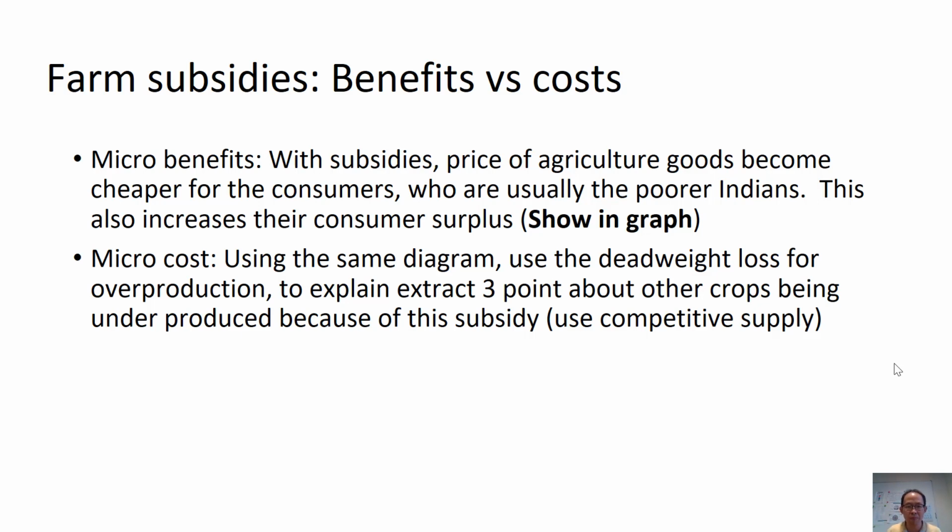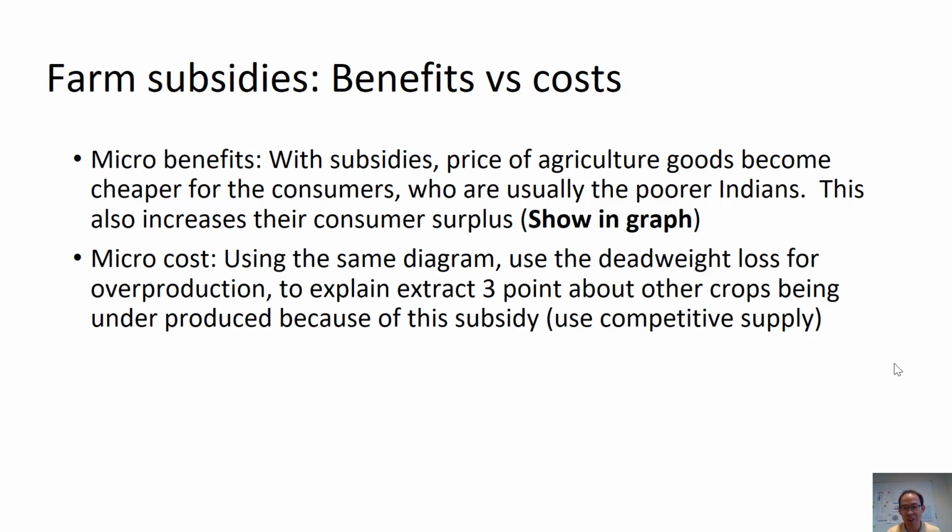So if you were to focus on micro benefits and costs, in the diagram, as I've used to explain for the 8-mark question previously, what a subsidy does is to lower the cost of production. So you shift the supply curve to the right. When that happens, the price that consumers pay for agriculture goods would tend to be cheaper. These are typically the poorer Indians. So this will increase their consumer surplus. By subsidizing farm production, you are benefiting consumers in terms of improving equity.